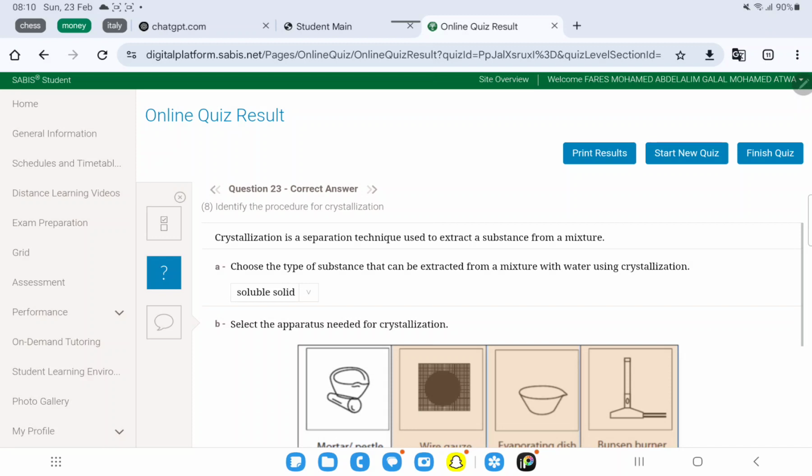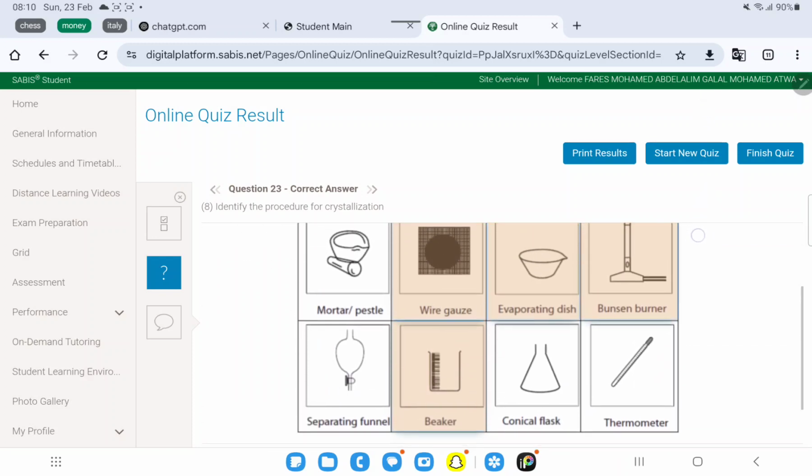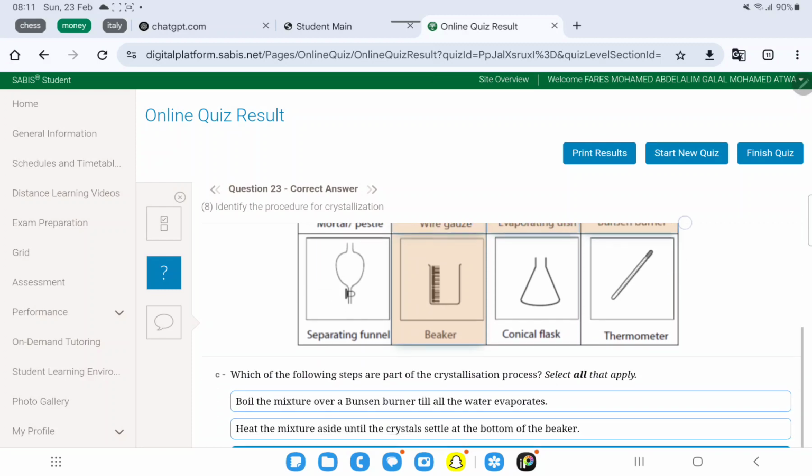Crystallization is the separation technique used to extract a substance from a mixture. We know that crystallization is the only technique we can use to separate soluble solids. Other than that, we use any other technique. So to use crystallization, you have to memorize the apparatus needed: wire gauze, evaporating dish, Bunsen burner, and beaker. You have to memorize these.